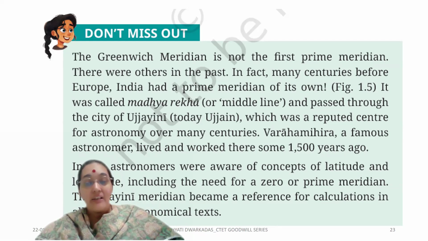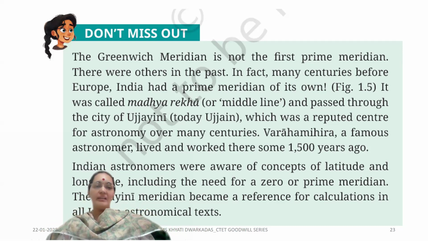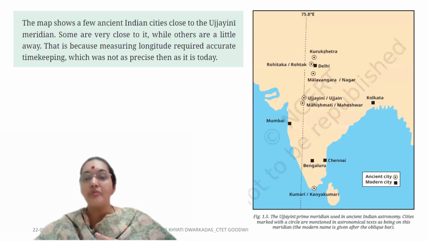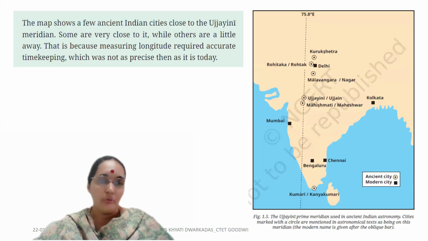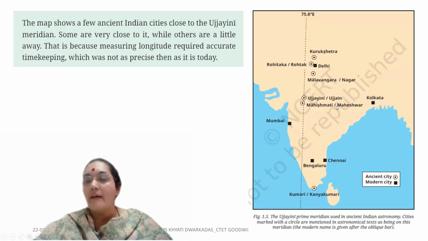But then Indian astronomers were aware of concepts of latitude and longitude. We also had a zero. Then we had Ujjaini becoming the meridian, a reference for calculations in all Indian astronomical texts. So something that India can be proud of. Also, don't forget, this is a very, very important concept from your examination point of view. So you can see Ujjaini over here.